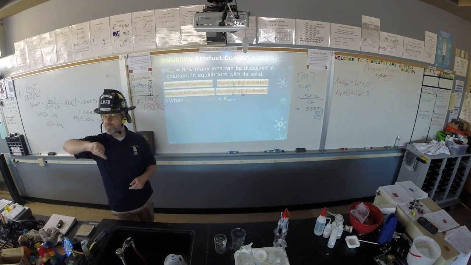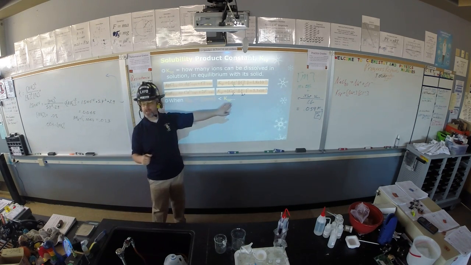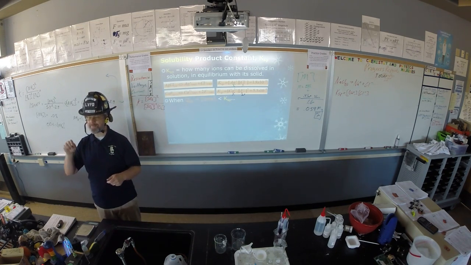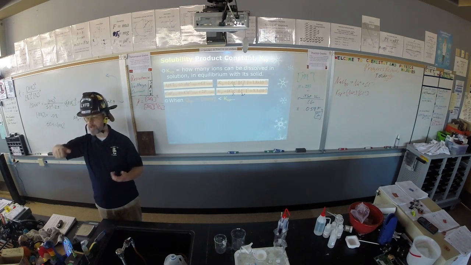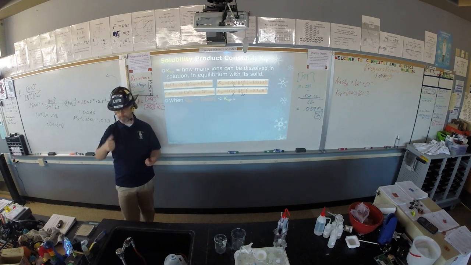Most of you understand it is unsaturated. There are fewer ions than the KSP says you can have. Does that make sense? Now, if the QSP is equal to the KSP, then what is it? Saturated. Then it's saturated. And if the QSP is larger than the KSP, then it's supersaturated.